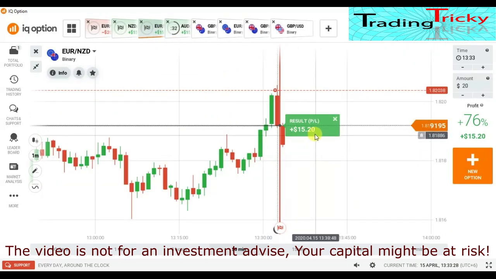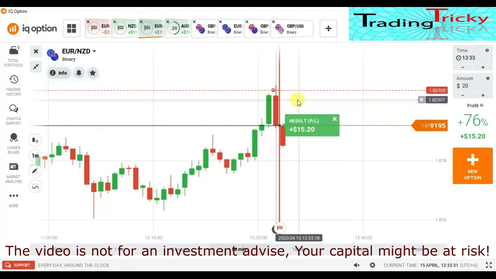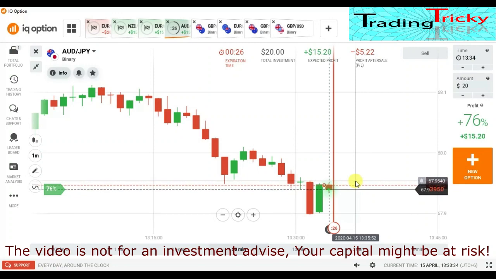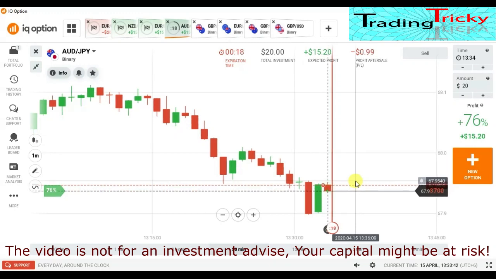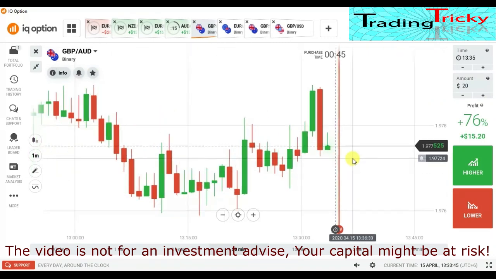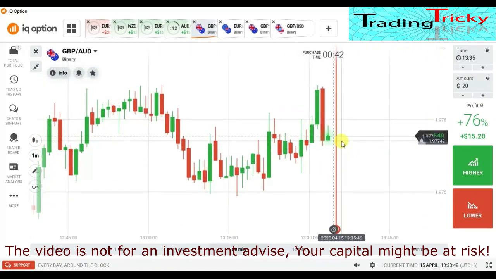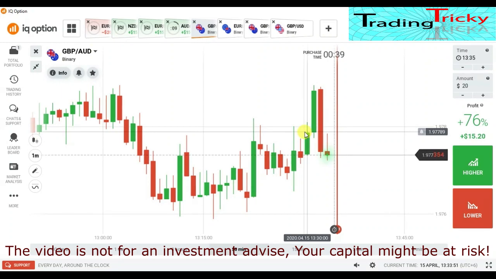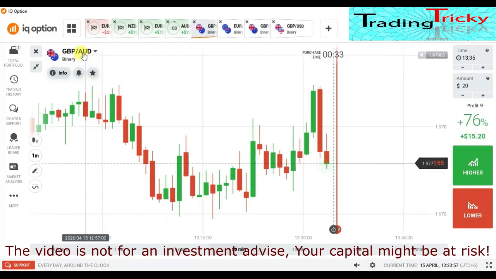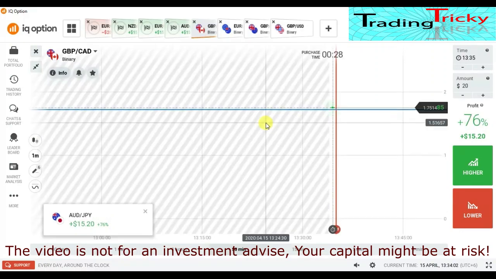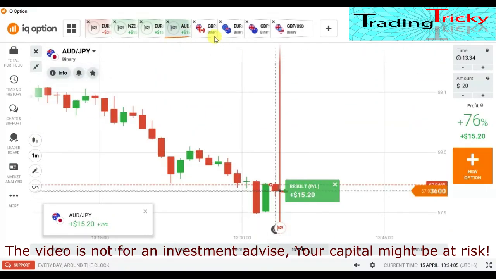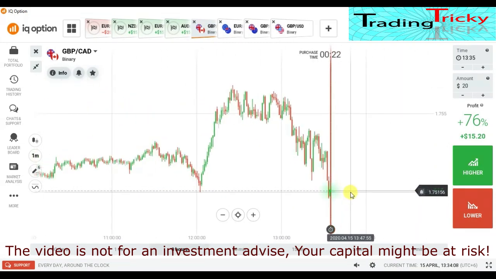Okay, this is a winning trade. See, the market respected this level. Okay, let's wait for this result. Then see this one. This is actually not a good market. A lot of wicks, so it's not good to trade this kind of pair. So let me change this pair. Good. Okay, I have won this trade also. This is quite good.